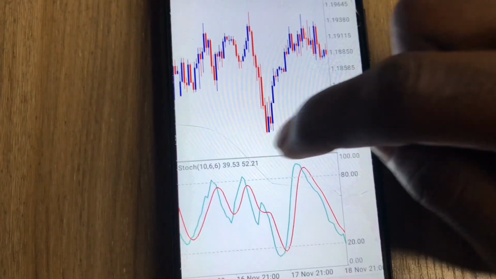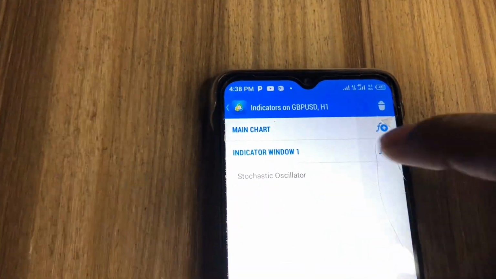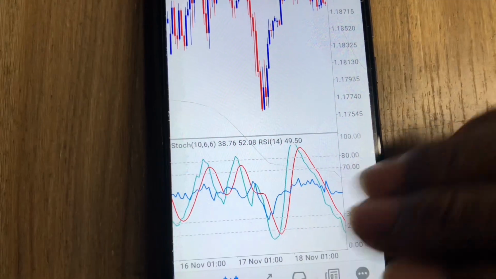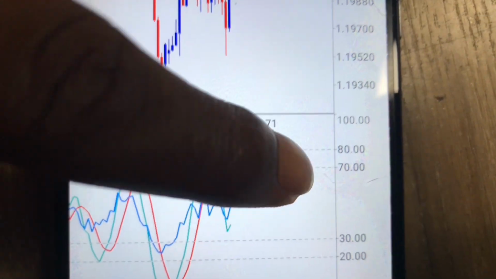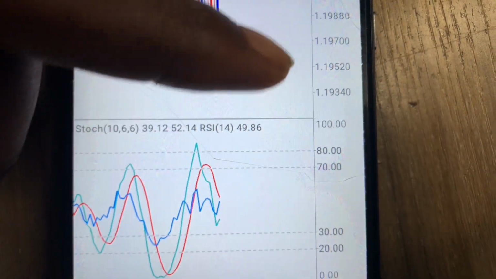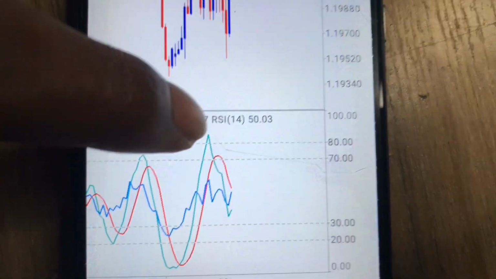Now, we can't really know how good the stochastic is without putting it side by side with the relative strength index. So what I'm going to do right now is put in the relative strength index. Sorry, that is looking scattered right now. Let me just make my point and then I'm going to clear everything. To not confuse you guys, the 70 and the 30 belong to the RSI, but the 80 and the 20 represent the stochastic. So let's look at this point here.